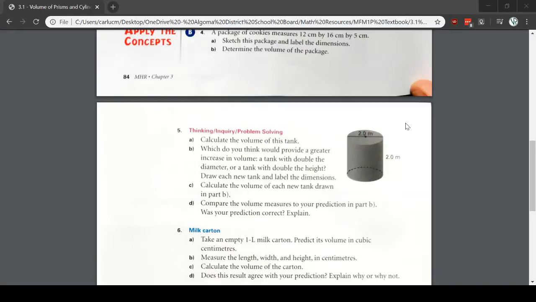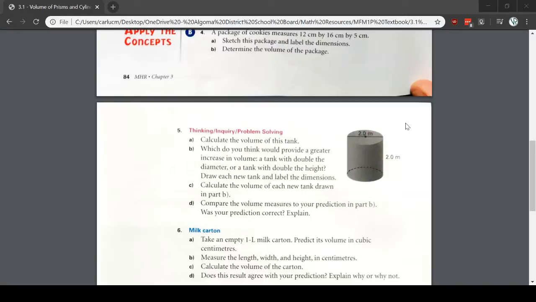All right, so I got a couple replies here. So people are guessing the same. All right, so we're thinking that doubling the height and doubling the diameter are going to be the same. So let's actually calculate both of those.